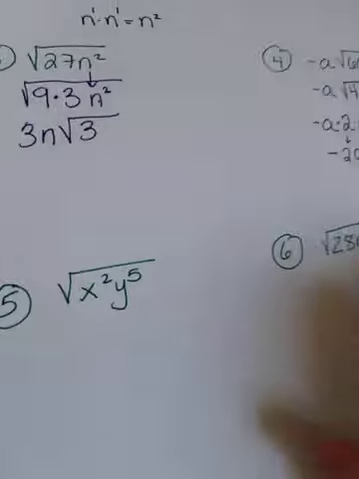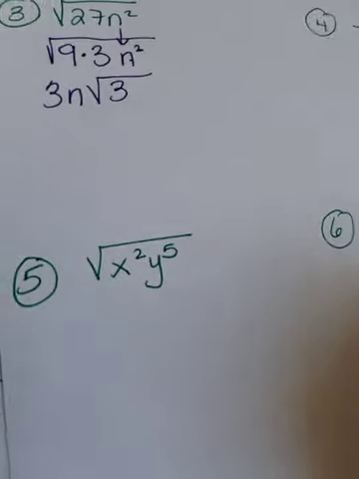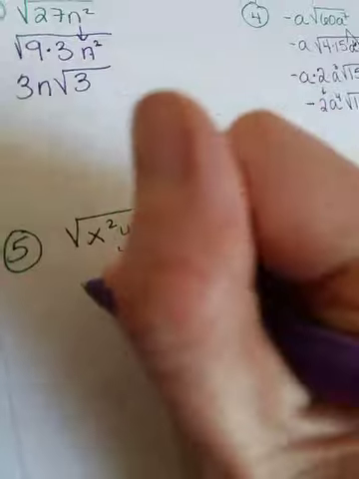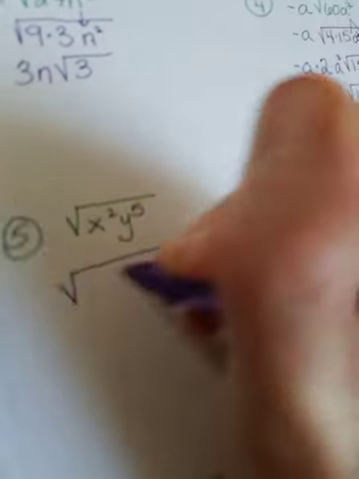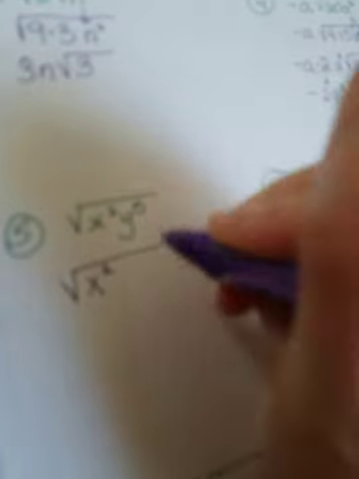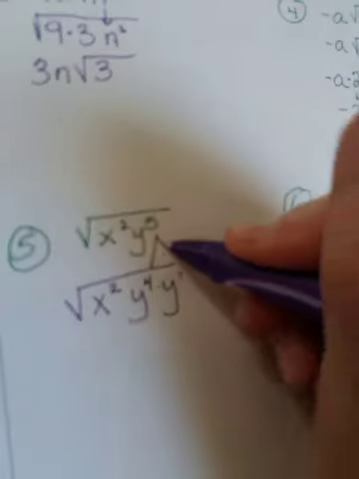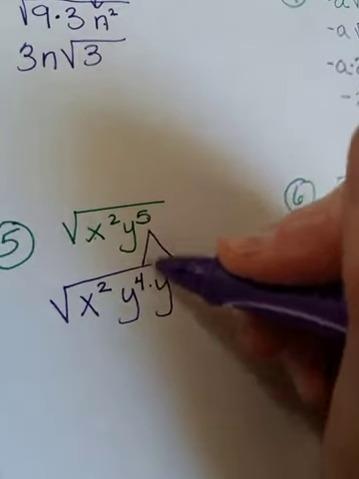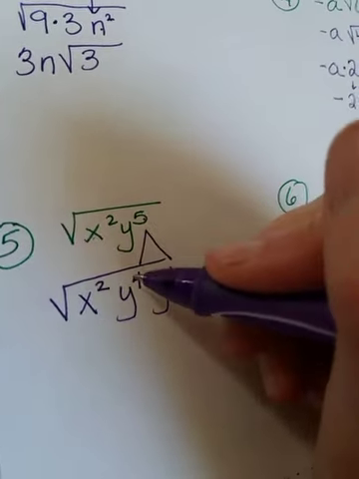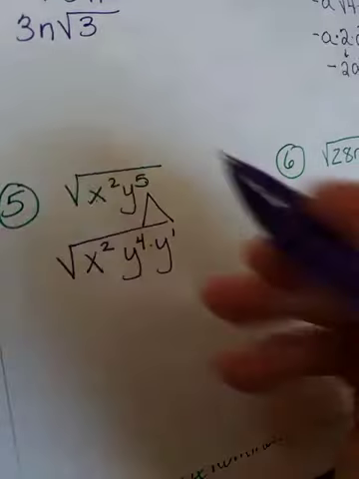Number 5, just kidding. No numbers this time, just variables. X squared, I don't have to rewrite that because 2 is even. Y to the 5th, I'm going to rewrite as y to the 4th, y to the 1st. Remember, the trick is rewrite it to the number 1 less than the odd exponent shown, so that's 4, and then the other one has to be 1.